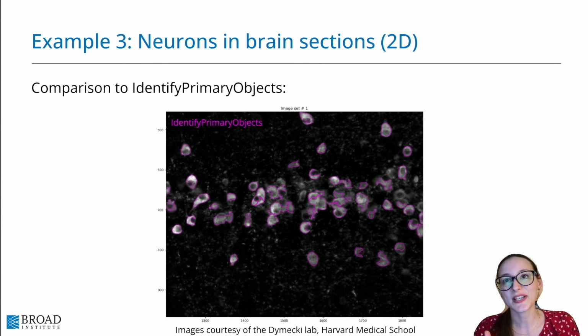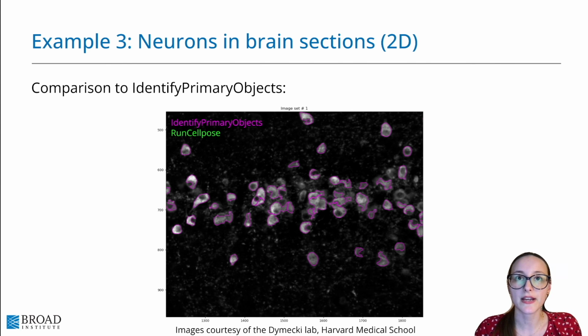So we can see it doesn't really perform super well, definitely not well enough for all of our cells. Let's compare this to how RunCellpose worked. I'm going to show this in green on top, and I will remove the identify primary objects so we can look at just the RunCellpose.